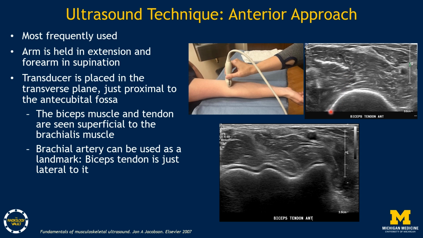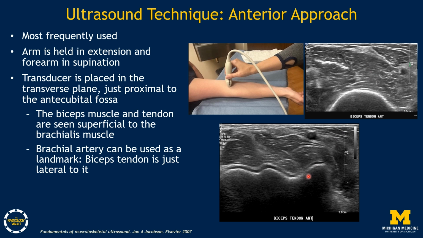Here we see the echogenic cortex of the humerus. As we move the transducer more distally at the level of the elbow joint, we see the brachial artery, and the biceps is sitting just lateral to it. So the brachial artery can be used as a landmark to identify the tendon.